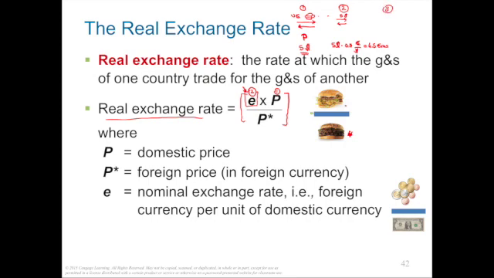Wonderful. So as step 3, we have 4.5 euros. We give 4.5 euros, and the question is, with 4.5 euros, how many burgers can we buy? Well, we have to divide 4.5 euros by the price of the burger in the foreign country, which is P star. So E times P is equal to 4.5 euros. What is the price of a burger in Italy? It was 8 euros. So what you get there is something like 0.5 of an Italian burger for a US burger.